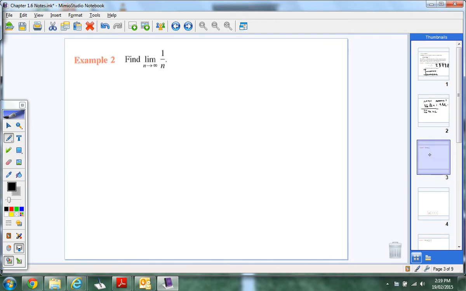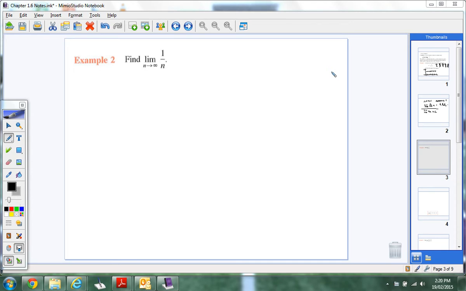Okay. All right, so with example 2, find the limit of this one. Go ahead and try this one, see what you think. Use logic here if you can. You can even write some terms out. So find the limit as n approaches infinity of 1 over n.